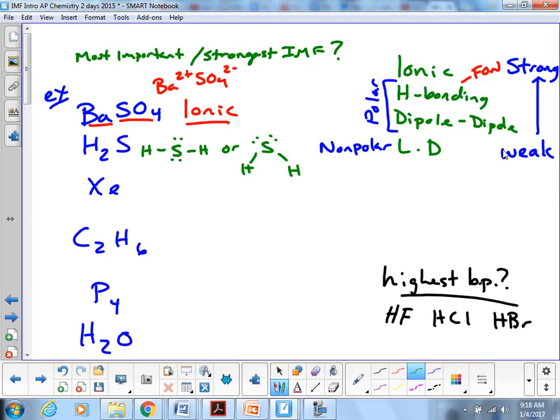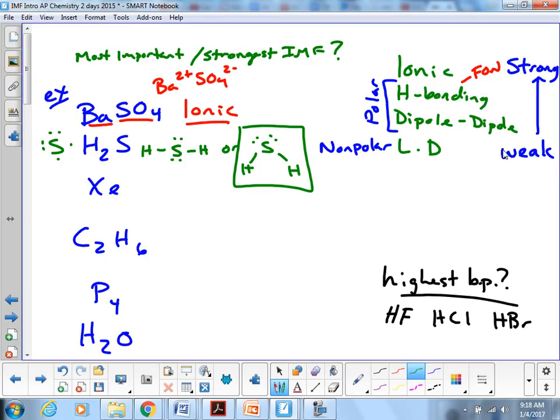I need an octet, regardless. What do lone pairs do? Push things down, push things away. So, give me this one. And if you're like, whoa, what? Sulfur has 6 to begin with. So see those openings right there? That might guide you in that way as well.